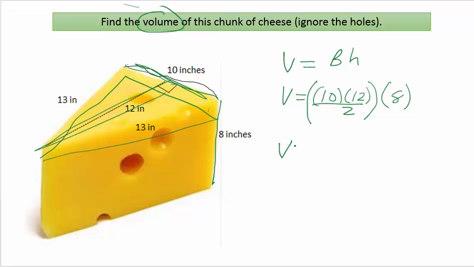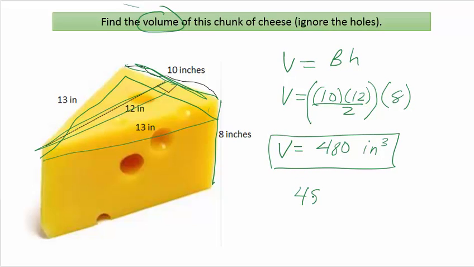So there we go. 10 times 12 is 120 divided by 2 is 60. 60 times 8 is 480. So this would be 480 cubic inches, or 480 inches cubed. Once again, don't do this. That would be wrong. That means 480 to the third power inches. That cubed has to go over here for inches cubed, which stands for cubic inches. Okay.